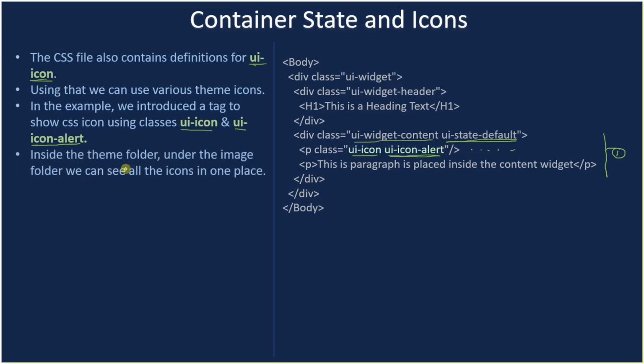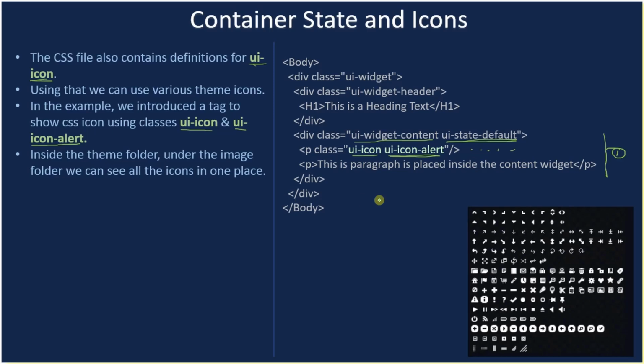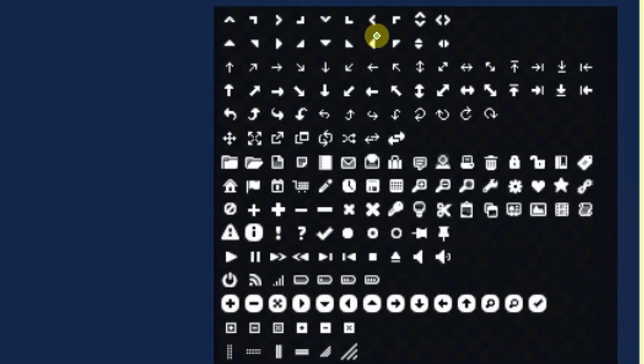Inside the theme folder, under the image folder, we can see all the icons in one place. If you want to do a quick preview, this is how the jQuery UI theme defines all the icons inside one single image file. And if you see, there are plenty of icons. So you can see these are all the icons you can use for arrows. And these icons are useful when you are using a list. To expand and collapse the list, you can use these icons.